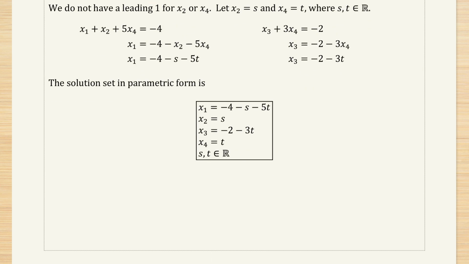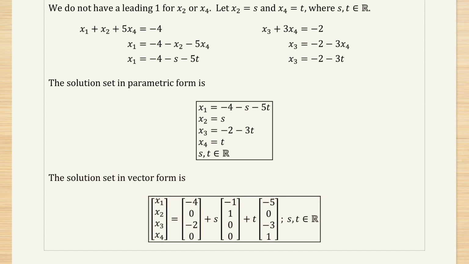We can assemble the solution set in parametric form, and also in vector form. x1 is equal to -4 minus 1s minus 5t. x2 has no constant, 1s, and no t. x3 has -2, no s, and -3t. x4 has no constant, no s, and 1t.